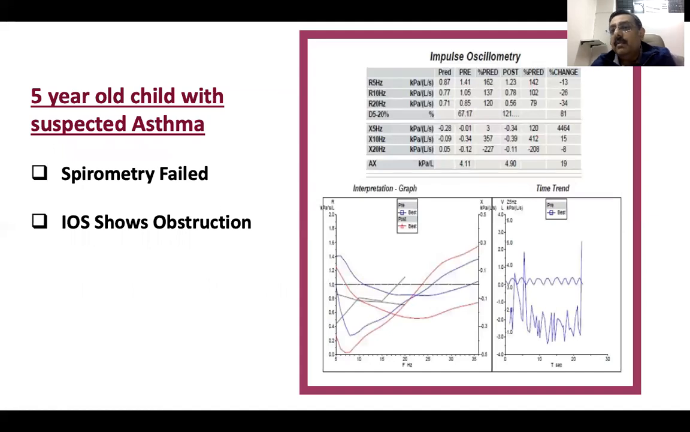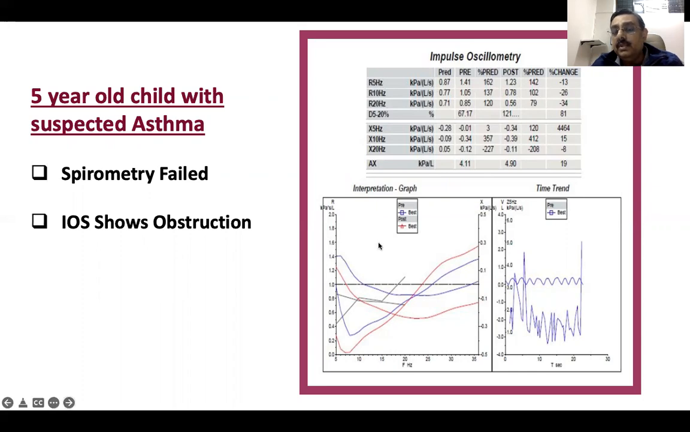Right, now let's talk about some clinical utilities. We have talked about the basics. So this is a 5 years old child who has suspected asthma, and you tried a spirometry, but the spirometry failed. These are situations when your oscillometry can come into play. In this child, what we found was that the R5 values were significantly high. The R20s are not as high. And if you simultaneously look at the graph, you have a pre and a post bronchodilator curve. The blue one is the pre, and the red one is the post bronchodilator curve.